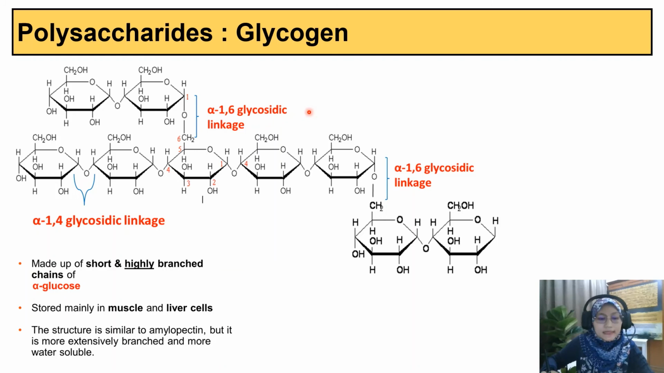Glycogen is the major storage carbohydrate in animal cells and also in fungi. The structure of glycogen is made up of short and highly branched alpha glucose. So the monomer of glycogen is alpha glucose. The structure of glycogen is similar to amylopectin, but it is more extensively branched and more water soluble compared to amylopectin, as starch or amylopectin is insoluble in water.